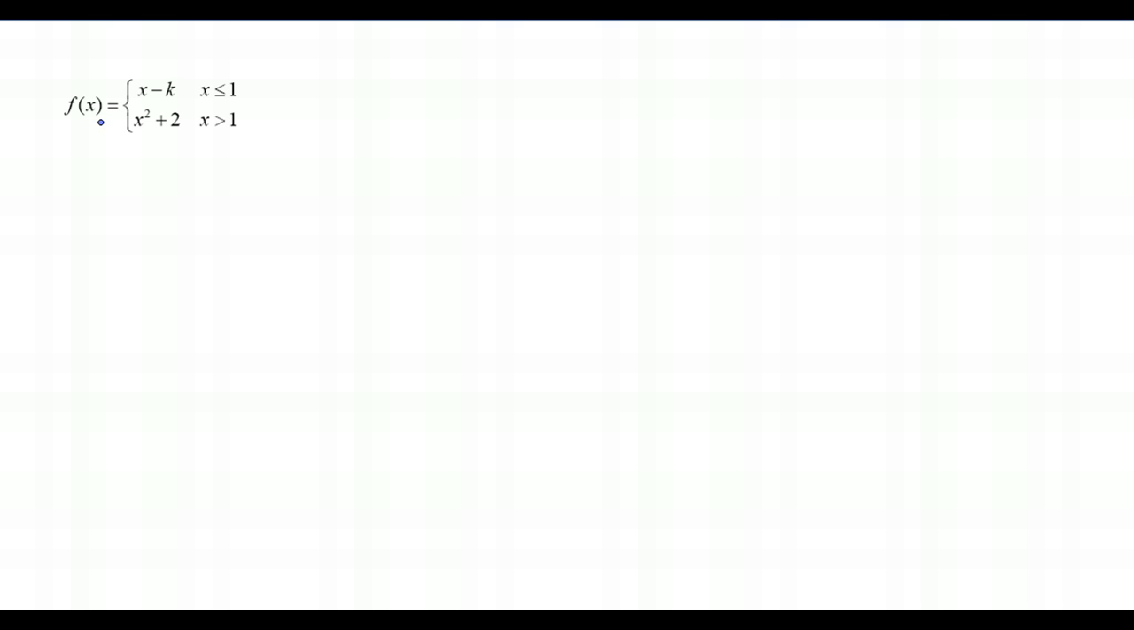So in this next example, we're again trying to find the value of k that will make this a continuous function everywhere. So we're going to go ahead and graph it, or we're going to attempt to graph it to build our intuition again on that value of k that we're searching for. So we're going to start by graphing x squared plus 2 when x is greater than 1. So here's my 1. So we'll go ahead and graph x squared plus 2.